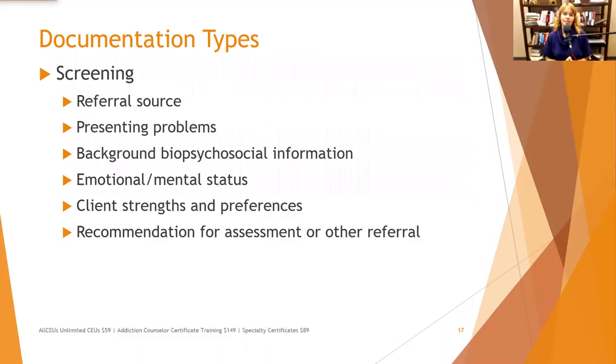So what types of documentation are there? There's lots. Screening is the first type of documentation, and good screening identifies the referral source, the presenting problems, background biopsychosocial information. And this isn't going to be an in-depth everything, but it's going to get a general idea about what's going on so we can rule out or rule in physical issues, social, relationship, interpersonal issues, as well as psychological issues. It's going to note the person's emotional and mental status at that time. It will note their strengths and preferences for treatment, for recovery, for interventions. And it will make a recommendation for assessment or other referral as needed.